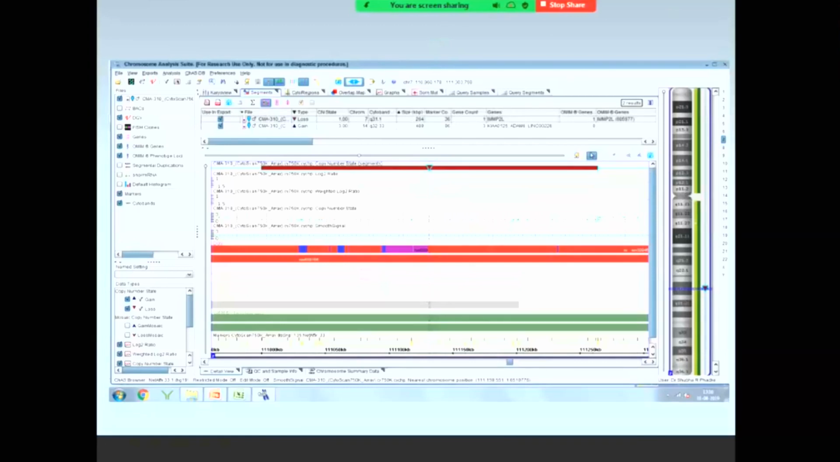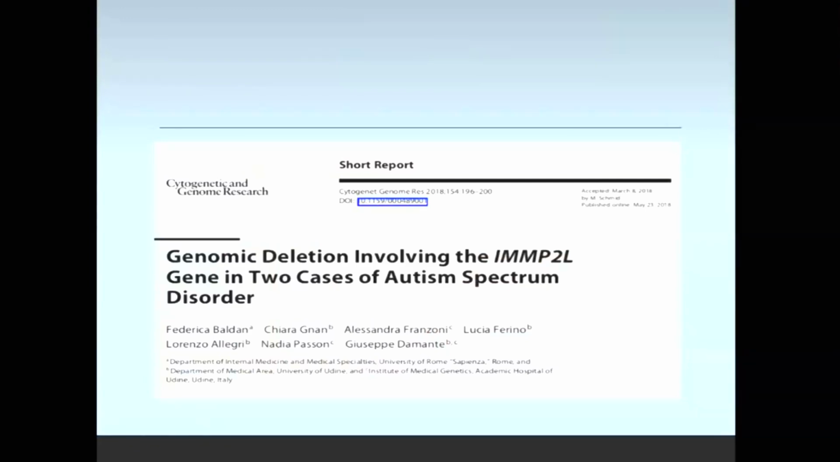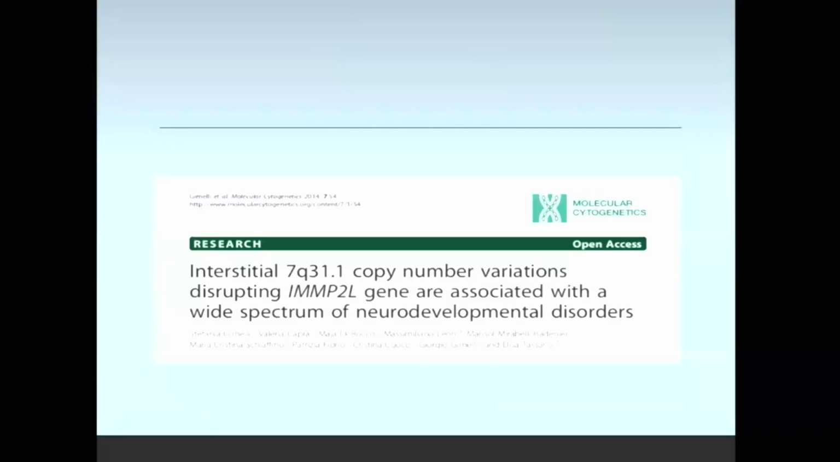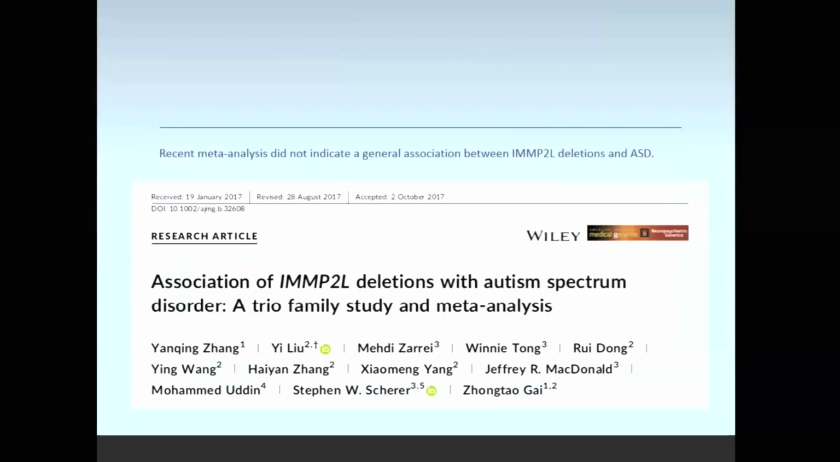So next we will do the literature review. This particular deletion is reported in the normal population, that is, in DGV. There are also multiple entries in Decipher. Now there are some case reports where they have shown that deletion of this particular gene is seen in cases of autism. This report was published in 2018, this is a 2014 research article, and another research article was a meta-analysis. They have shown that this particular gene deletion is associated with autism.